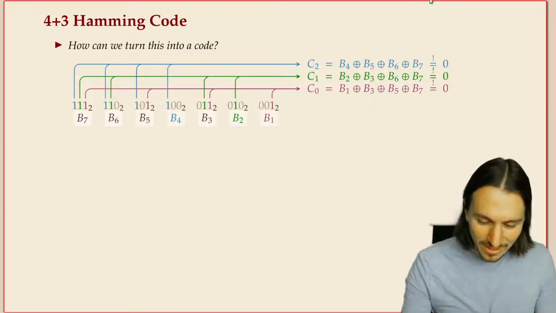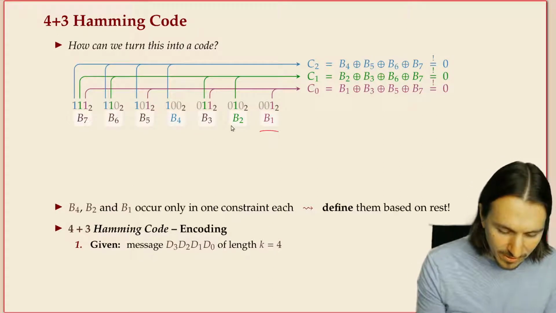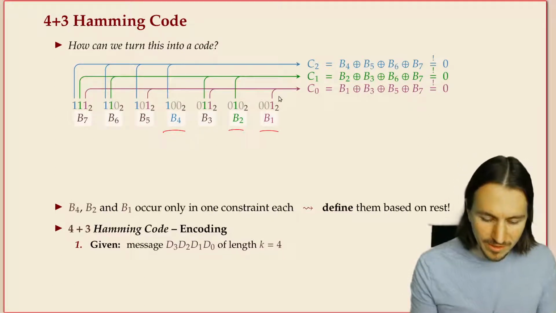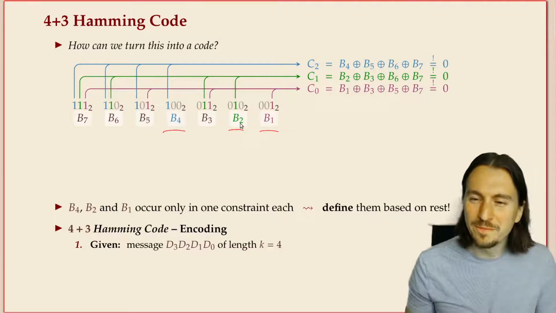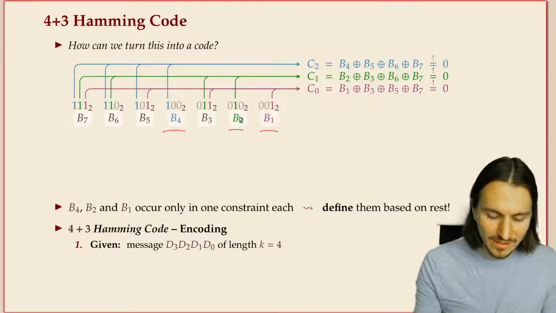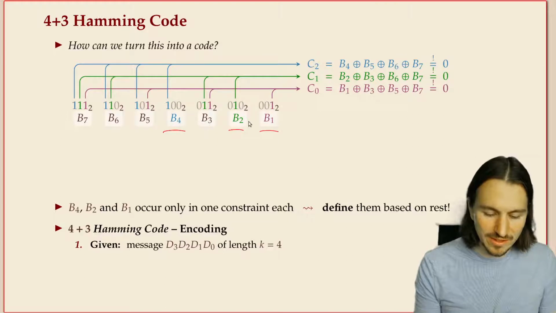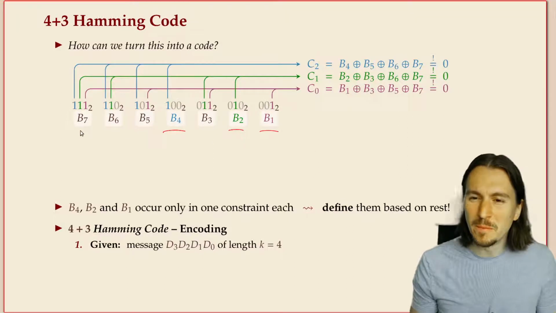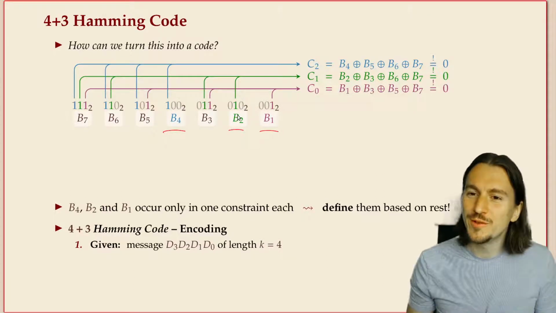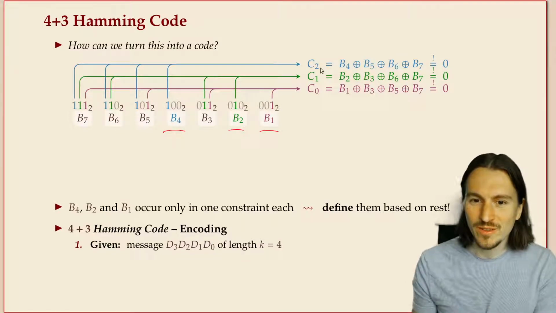The core observation is that 4 of these bits, namely those ones, they only occur in a single checking bit, right? The magenta, blue, and green one. And that means we can define these based on the rest. So we can keep those, the bits at these indices 3, 5, 6, and 7. We can treat them as the input and then choose B4, B2, and B1 so that the checking bits are all 0. That's the idea.